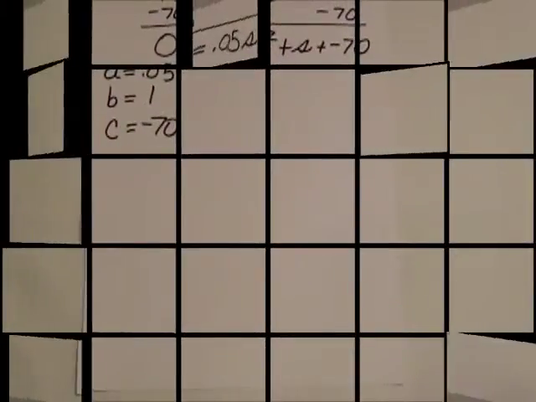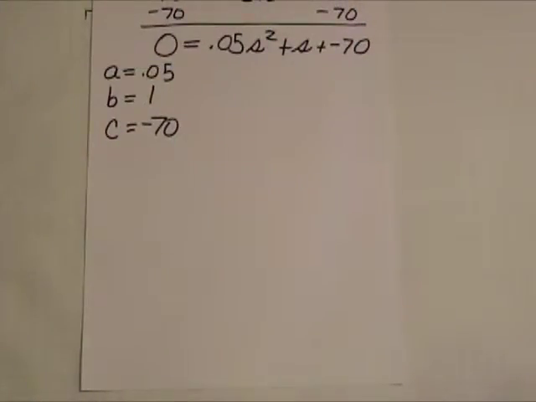Alright, we're trying to solve for S. We want to know the speed that this car was traveling, because then we can determine whether or not the vehicle was speeding and whether or not we're going to have trouble in court. Okay, well, let's see here.